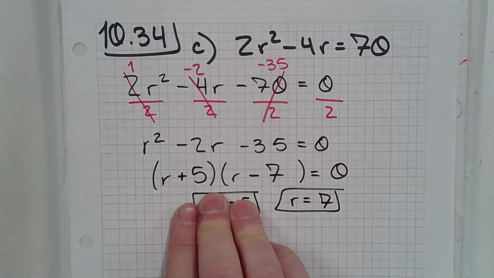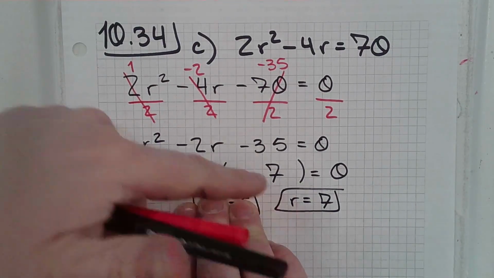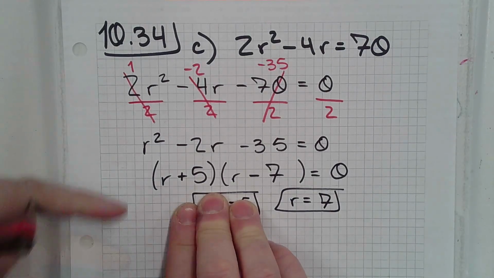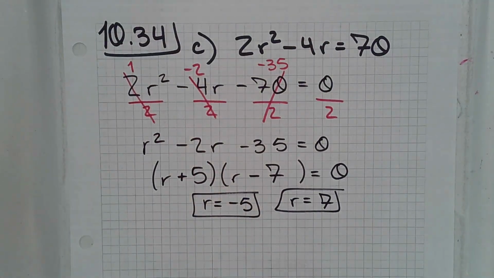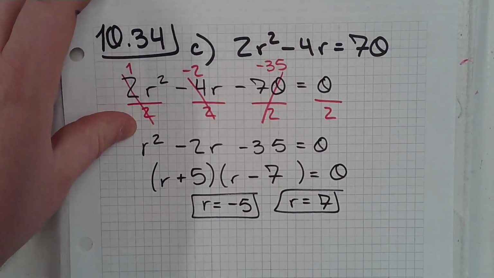Same thing here, it's just when I plug in 7 here, I get 12, right? Don't like 12, but if I plug in 7 here, I get 0, and 12 times 0 is 0. So there are two possible answers, and we should have exactly 2 because, again, this is a quadratic, right? Power of 2 means we're going to have exactly 2 answers. So that was 10.3.4 part C.